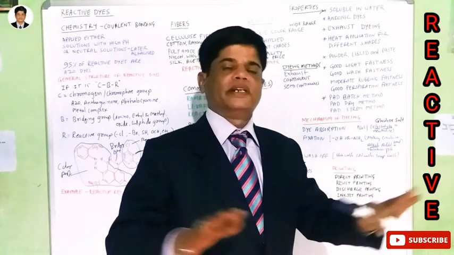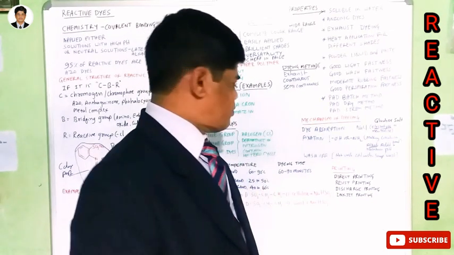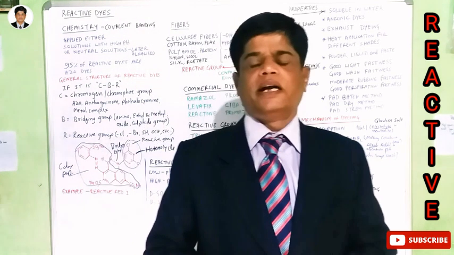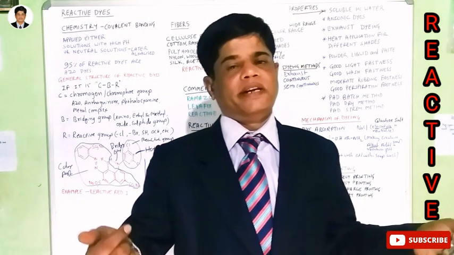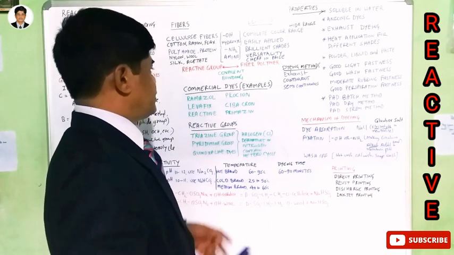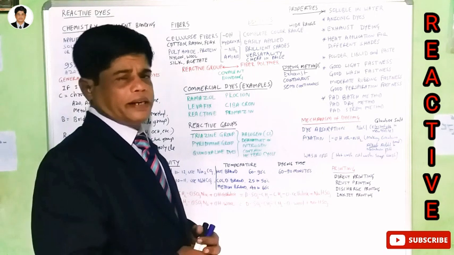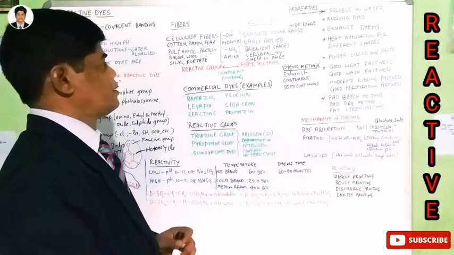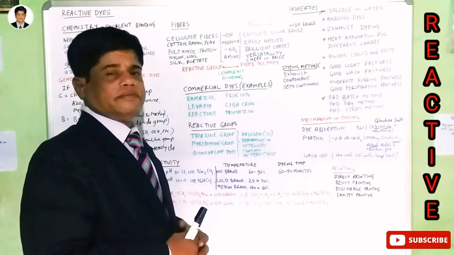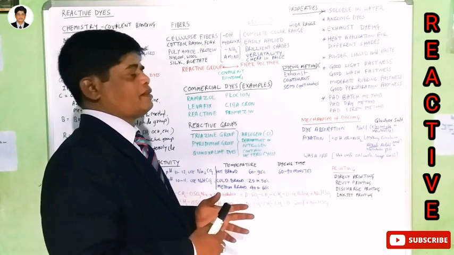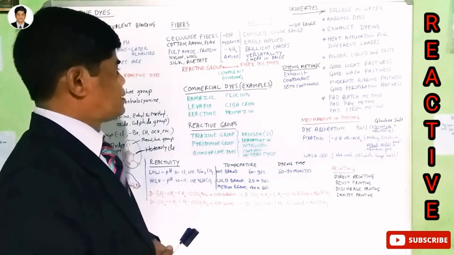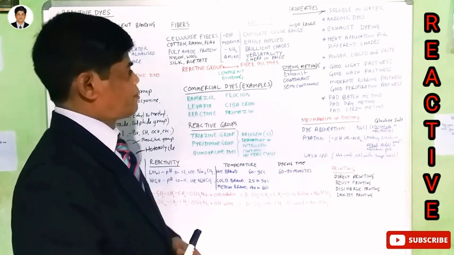The usual time required is 60 to 90 minutes to dye with reactive dyes. And the cost of dyeing is also very low compared to other dyes. Cheap price, the dyeing process is very cheap. Also brilliant shades can be achieved, and it is more versatile. Very demanding, versatile, and cheap. These are the benefits.